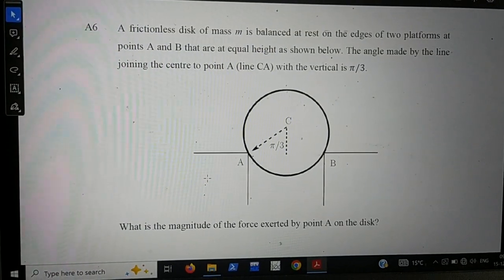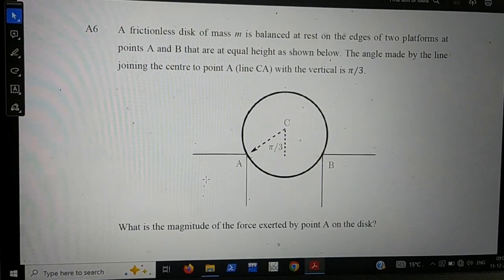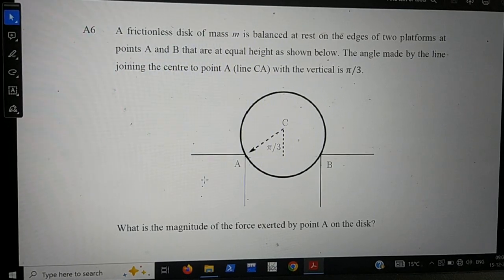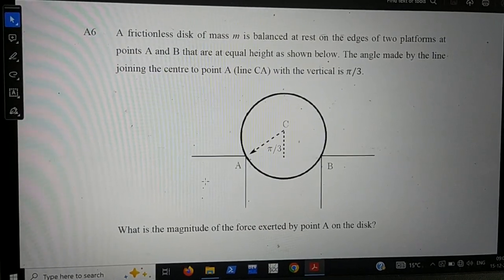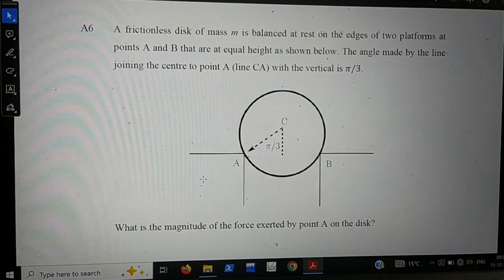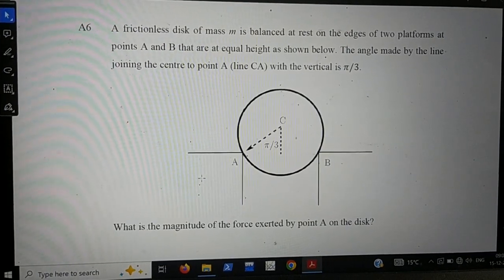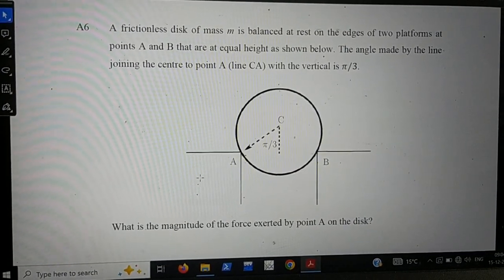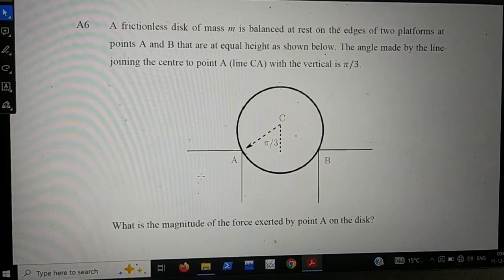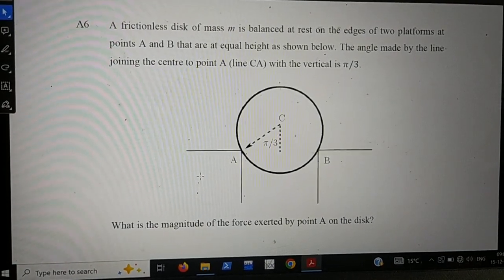Now come to question 6. The frictionless disc of mass m is balanced at rest on the edges of two platforms at points A and B that are at equal height as shown below. The angle made by the line joining the center to point A with the vertical is pi by 3. What is the magnitude of force exerted by point A on the disc?